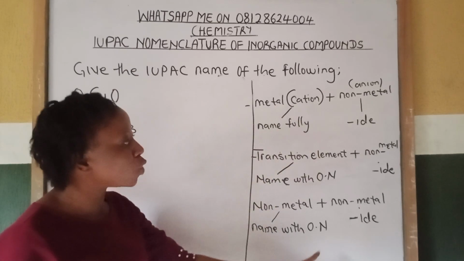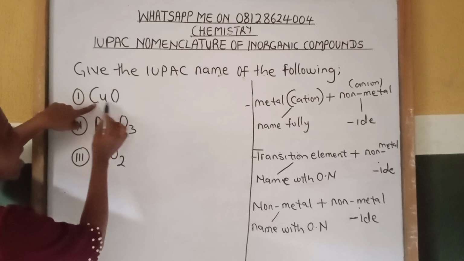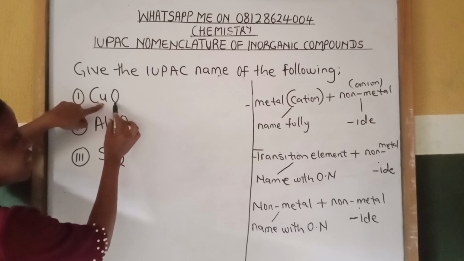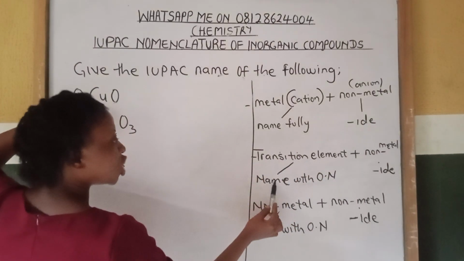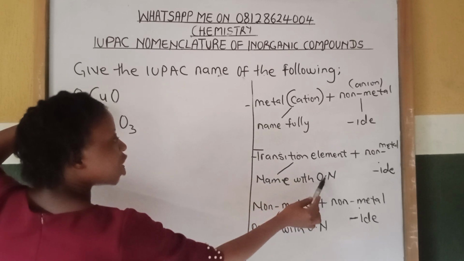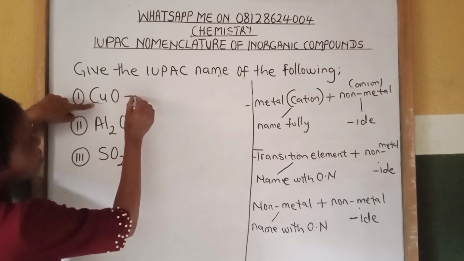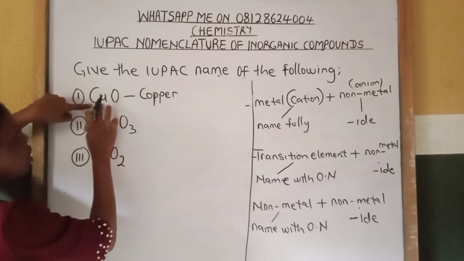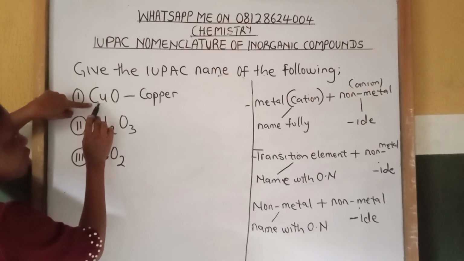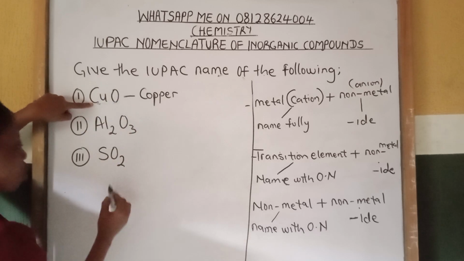So let's apply the following tips to name the following compounds. The first one consists of copper and oxygen. Copper is a transition element. Oxygen is a non-metal. So when we have a transition element and a non-metal, the transition element will be named fully with the oxidation number. So we are going to name it copper what? What is the oxidation number of this copper? We have to calculate the oxidation number of copper out of this compound.